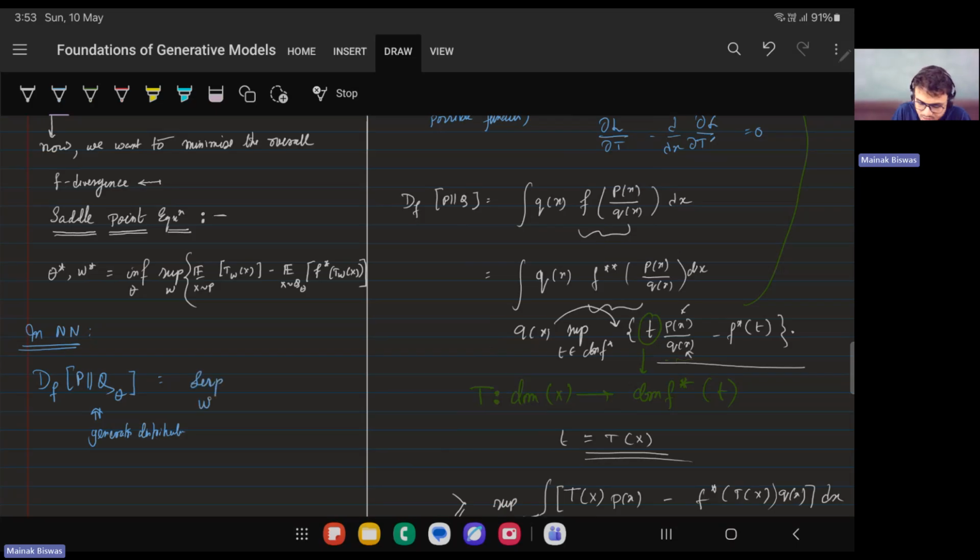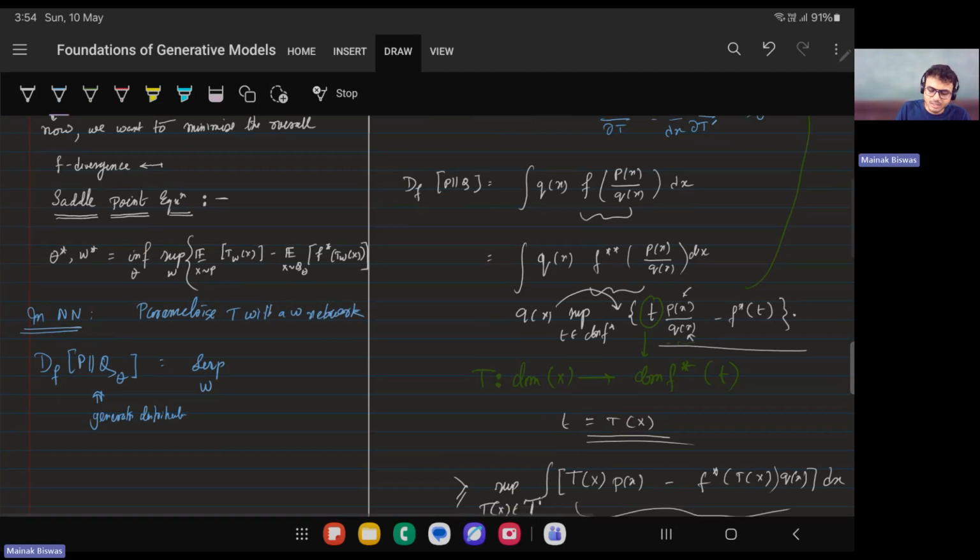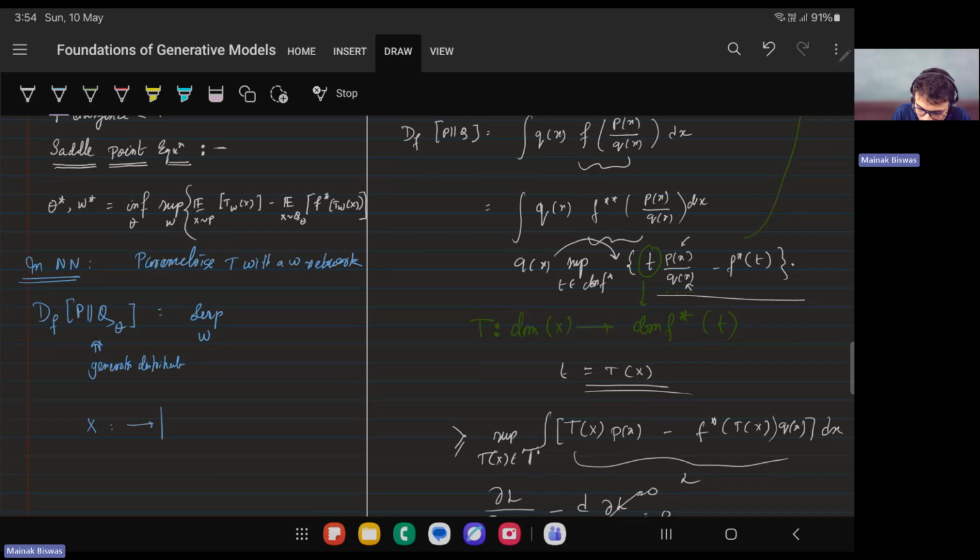This is going to be given by the supremum over w. Say I'll parameterize t with a w network. So this will take a value of x in the input domain of x, and t of w would give me a value in the domain of f star. And it is going to give me the supremum of the expected value of t_w of x where x belongs to p, minus the expected value where x belongs to q star or q theta of t_w of x.